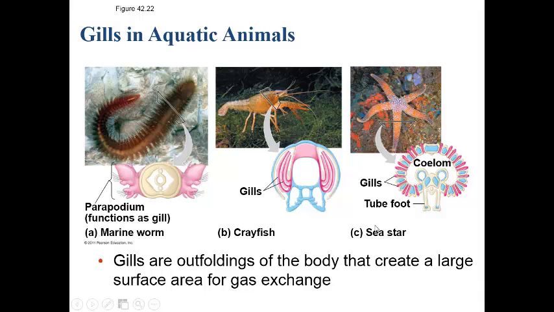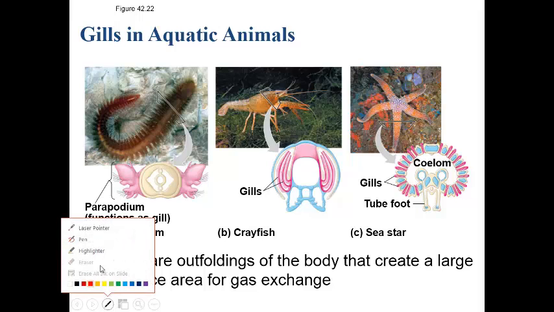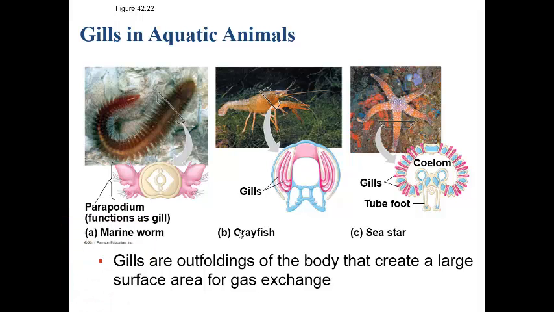Welcome to Comparative Anatomy. This video is going to focus on respiration taking place in the gills of fish and in the lungs of birds. Fish use gills in order to extract oxygen out of the water and to release carbon dioxide. Gills are outfoldings of the body, and they're used to create large surface area for gas exchange to take place.